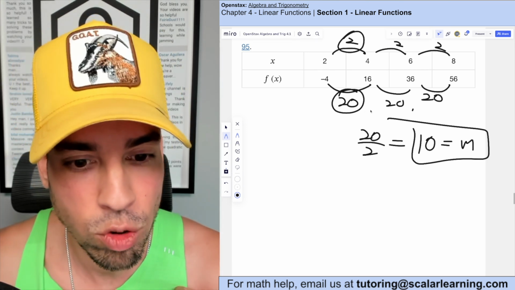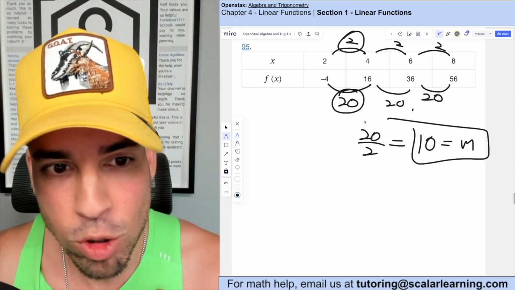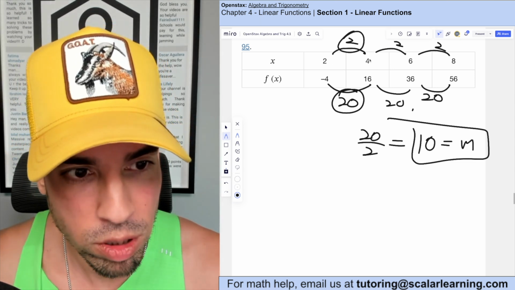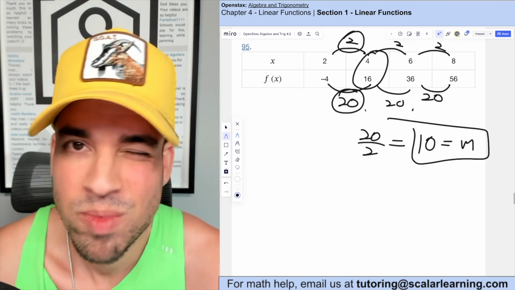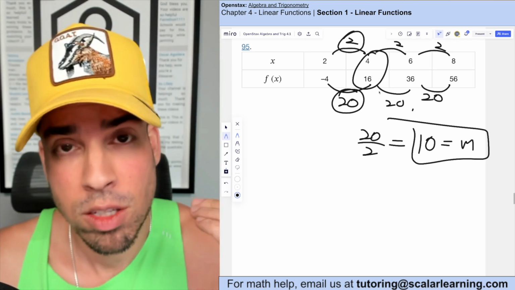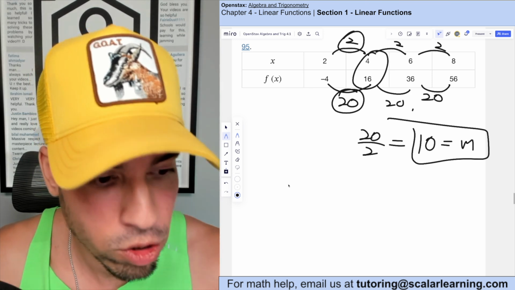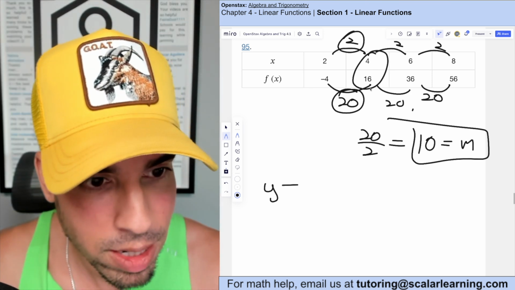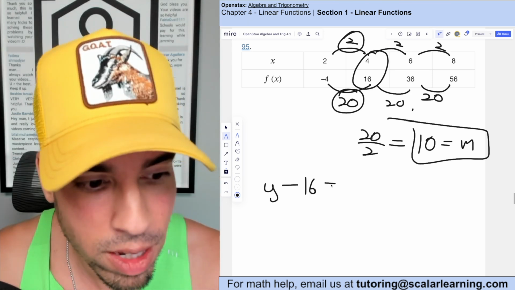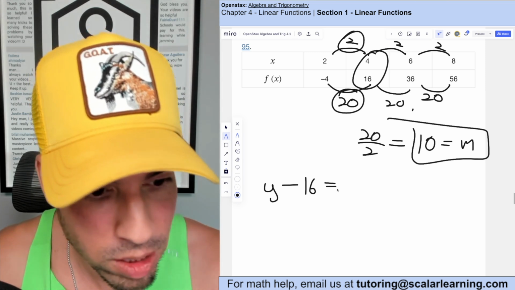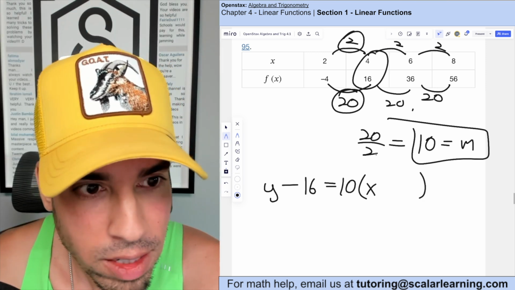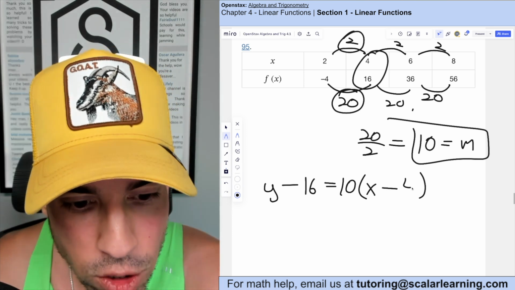Instead, I'm going to go back to point slope. I'm going to choose an arbitrary point to use for point slope, and I'm going to choose (4, 16) because it's a little easier, I feel like, to get it correct when both values are positive. So I've got y minus the function value, or the y value, which is 16, equals my slope, 10, times x minus the corresponding x value, which is 4.